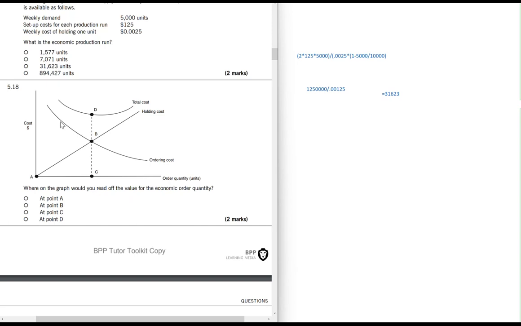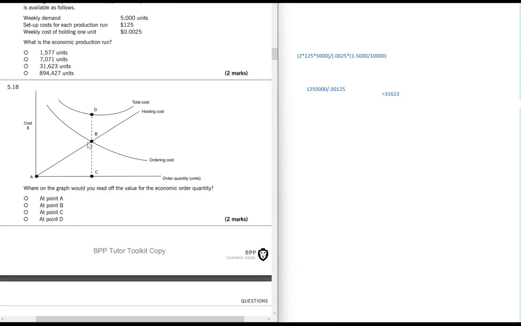The reduction in ordering cost is more than the increase in holding cost. That's why there is a curve. There will be a point where they cross each other, after which the decrease in ordering cost will be lower than the increase in holding cost. So this is where they cross. In units, because we are looking at the quantity line, it will be here. And this B is the holding cost and ordering cost at EOQ, and D is the total cost of holding and ordering. So EOQ, economic order quantity, would be C. This crossing of both is the holding cost and ordering cost. So the answer here is C.